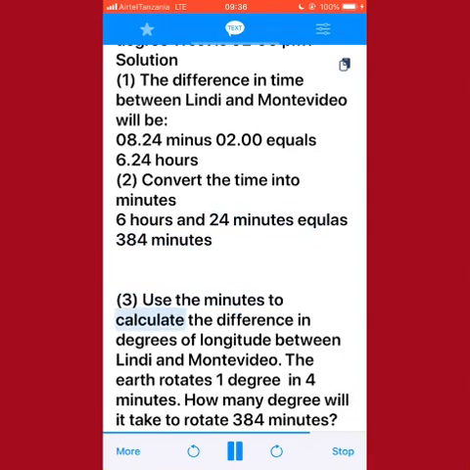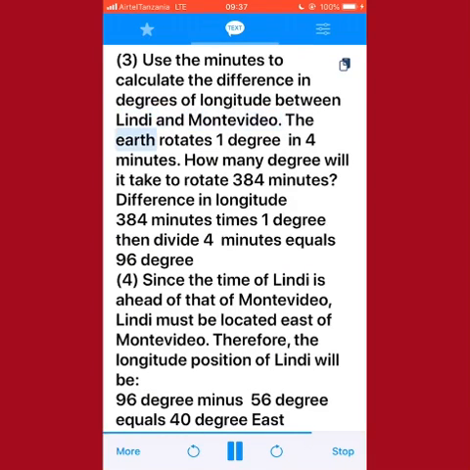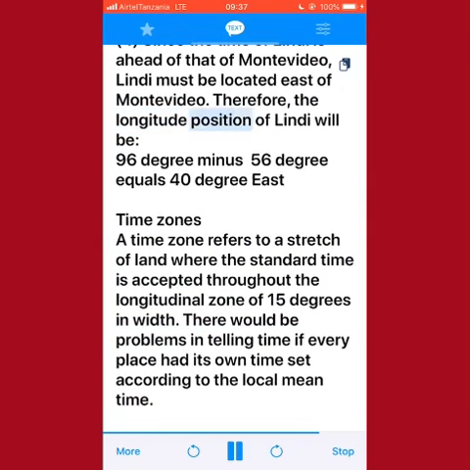3. Use the minutes to calculate the difference in degrees of longitude between Lindi and Montevideo. The Earth rotates 1 degree in 4 minutes. How many degrees will it rotate in 384 minutes? Difference in longitude: 384 minutes times 1 degree, then divide by 4 minutes, equals 96 degrees. 4. Since the time of Lindi is ahead of that of Montevideo, Lindi must be located east of Montevideo. Therefore, the longitude position of Lindi will be 96 degrees minus 56 degrees equals 40 degrees east.